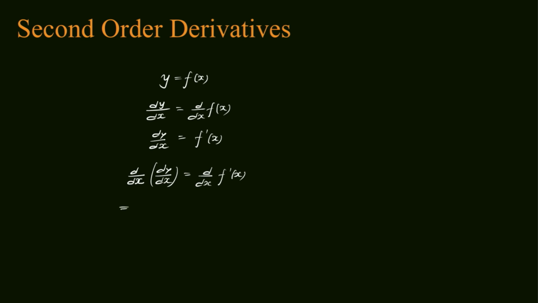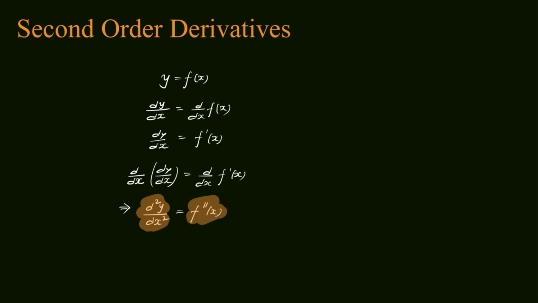Now d/dx of dy over dx should be written as d2y by dx2. So this is the symbol of second order derivative, and this will be equal to d/dx of f dash x, which we will write as f double dash x. If we see f double dash of x, it means that this function has been differentiated two times. So this is the symbol of second order derivative, that is d2y by dx2, or you can also see f double dash of x.